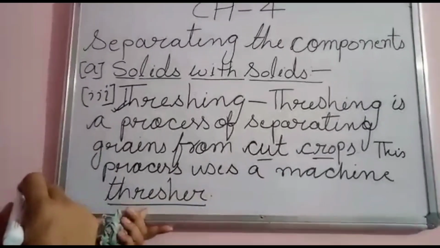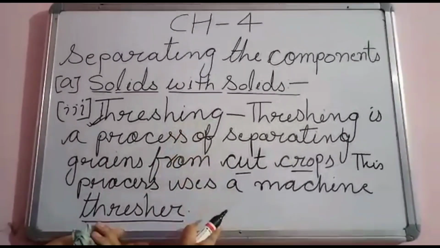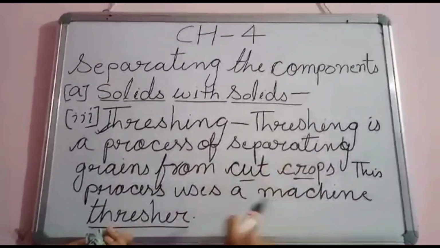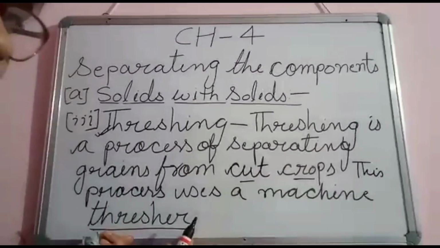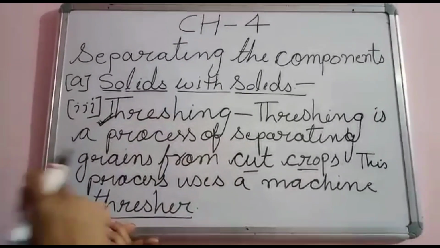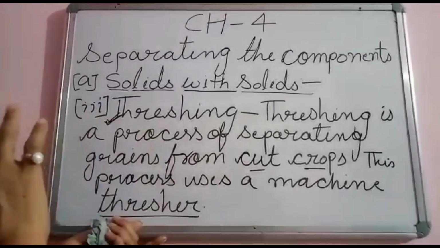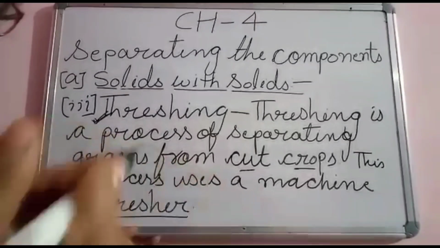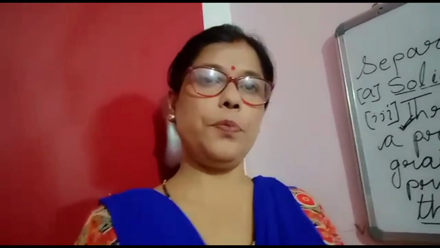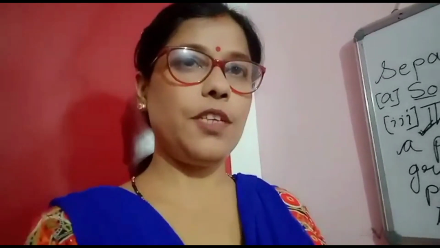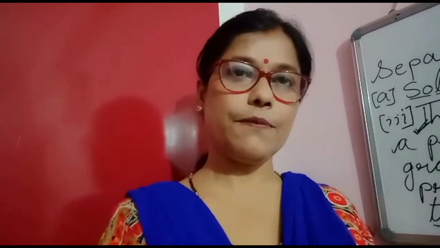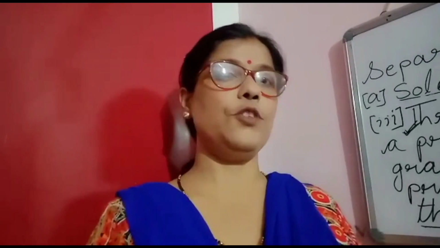Is it clear? You will note down the definition. Grains are separated from cut crops by a machine that is called a thresher, and this process is called threshing. Is it clear? Note down the definition. I think you have understood all the three processes of separation of substances, solid from solid. Is it clear? Yes, you understood.